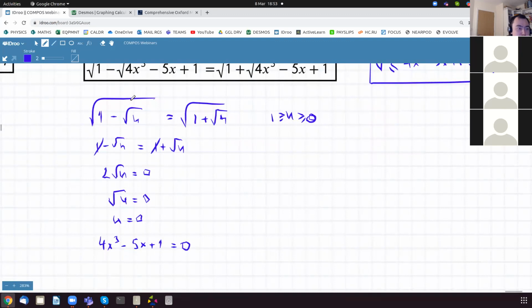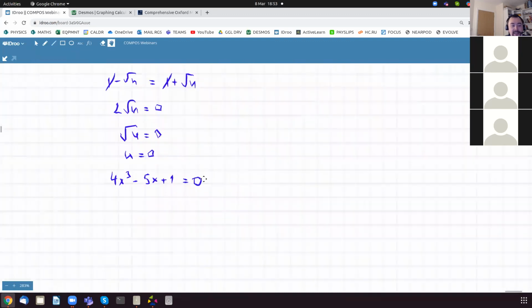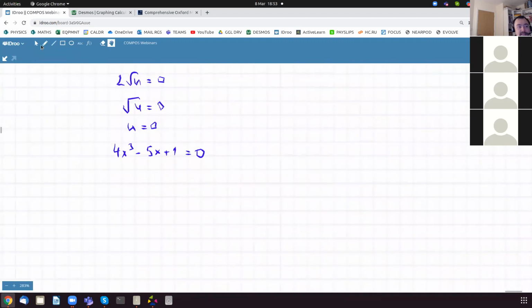I hope you know polynomials. So you're trying to guess a solution. And my guess is 1. If I substitute 1 into the equation, x equals 1 is a root. Very simple, because 4 minus 5 plus 1 is 0. So I'm going to try to isolate this. I'm going to use 4. So I'm looking to divide by x minus 1.